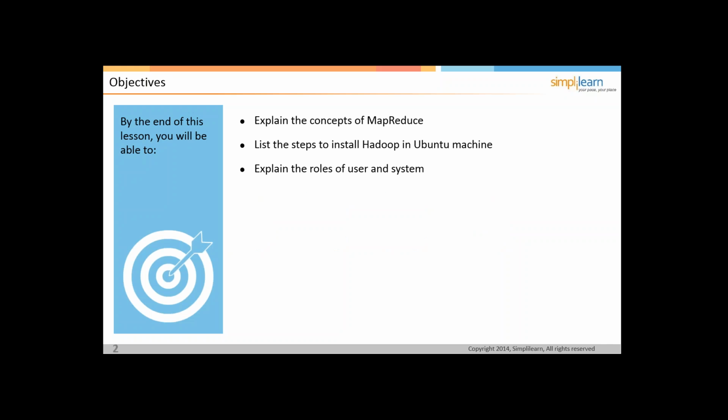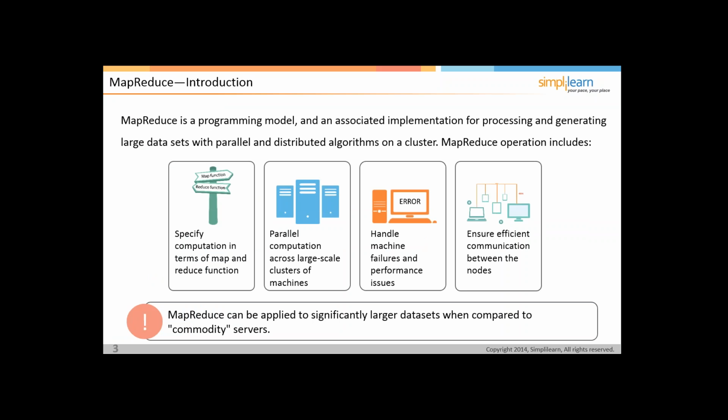The objectives of this module are that we will first explain the concepts of MapReduce. We will list out the steps of installation of Hadoop that we have already gone through, and also talk about the roles of users and systems. We will cover how these concepts of MapReduce came into the Hadoop paradigm, and what factors influence MapReduce. We have already seen a sample MapReduce jar file. Right now we're going to write programs in our own customized MapReduce jar file.